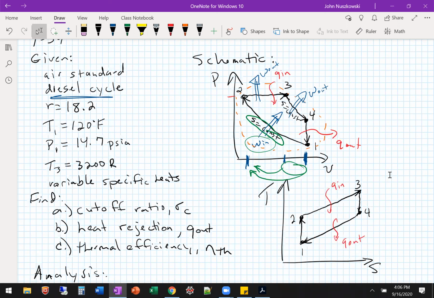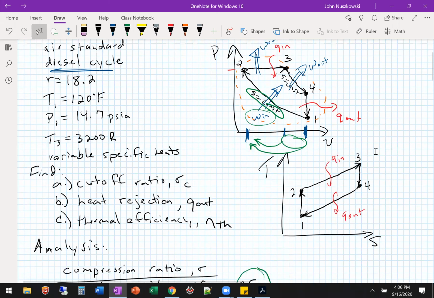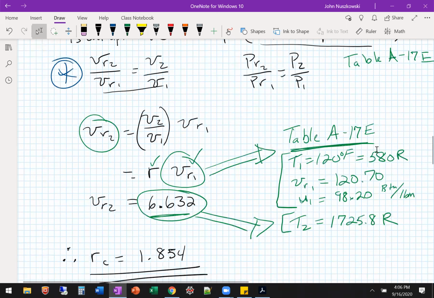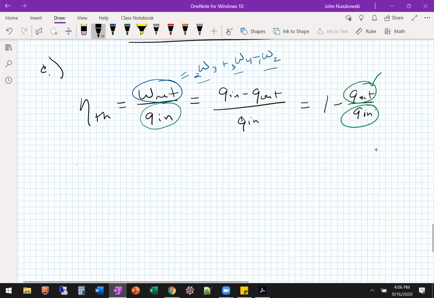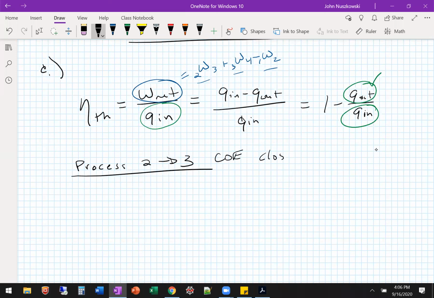COE of a closed system. Yeah, for which process? 2 to 3. Yep, so we have process 2 to 3, our heat addition process. We have COE, closed system. I'm going to start with the per unit mass version with kinetic and potential already canceled. So we have this, right?